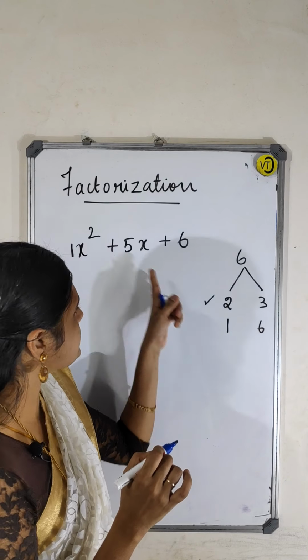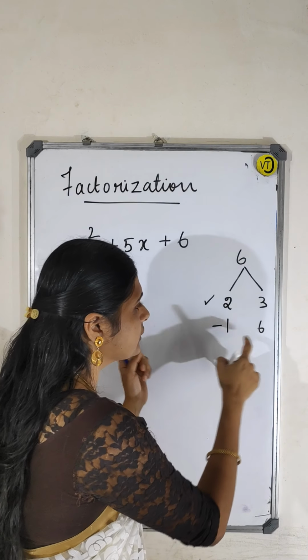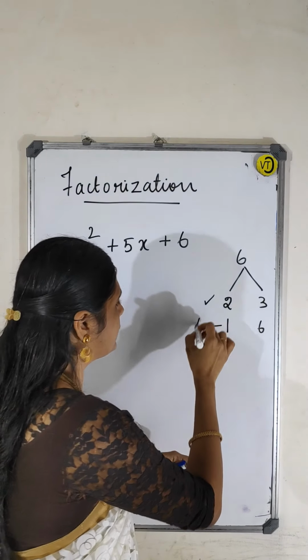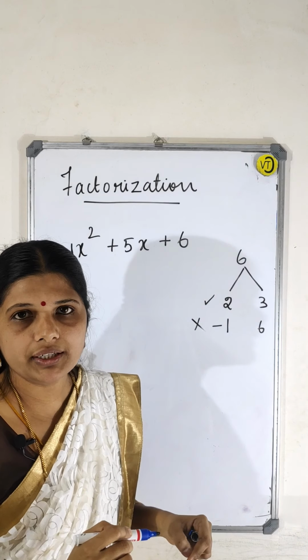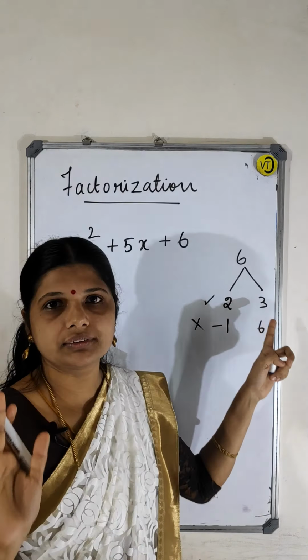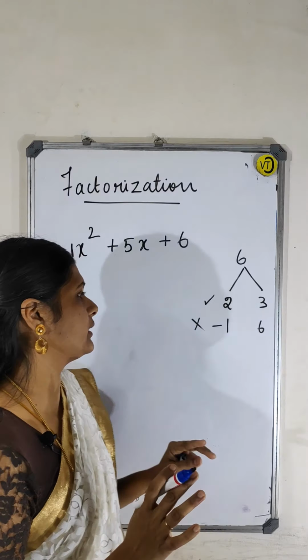6 minus 1 is 5. But if I put minus here, then minus 6 will come, so it is not applicable. You understand? So 2 and 3 is correct. Those two factors I can take.